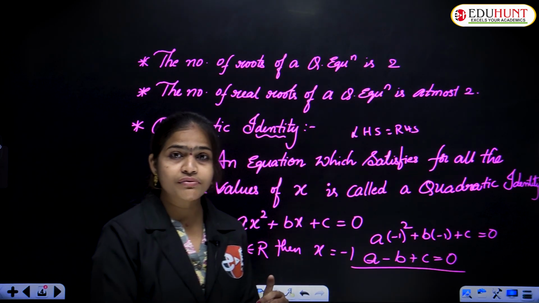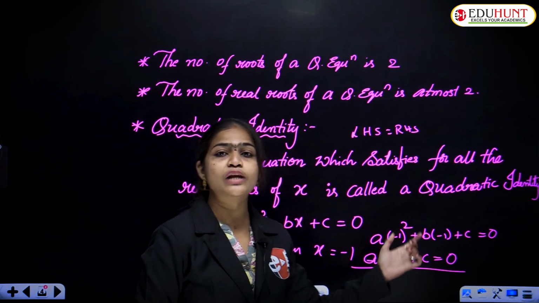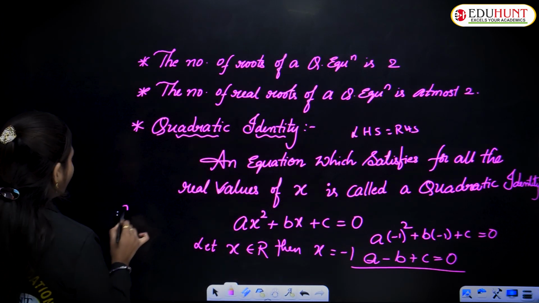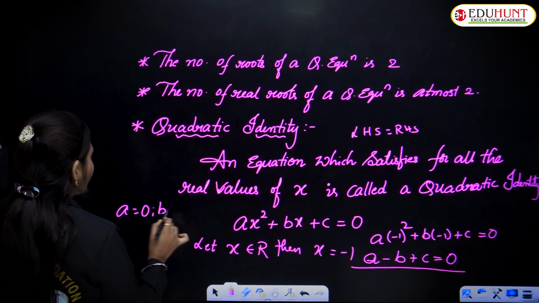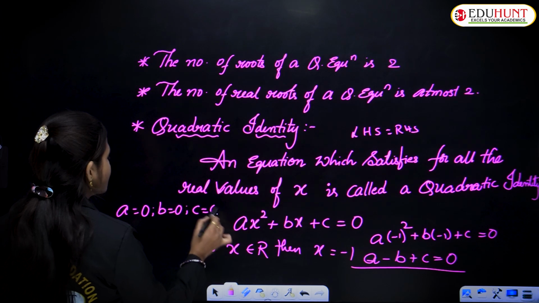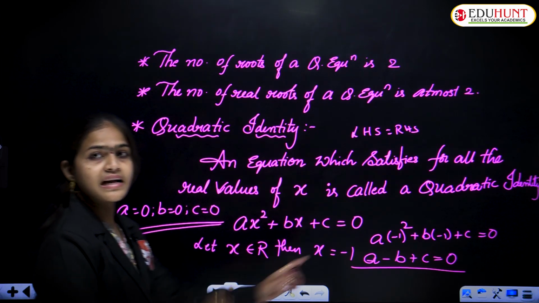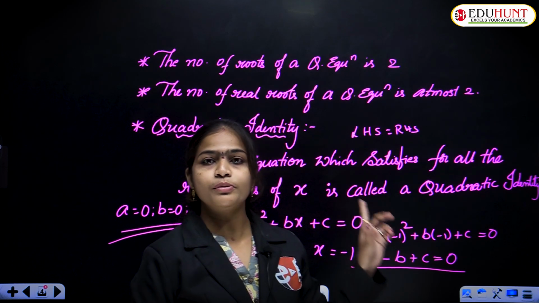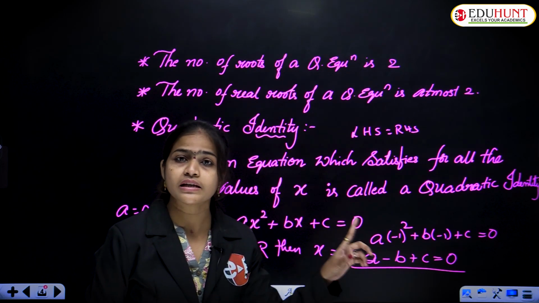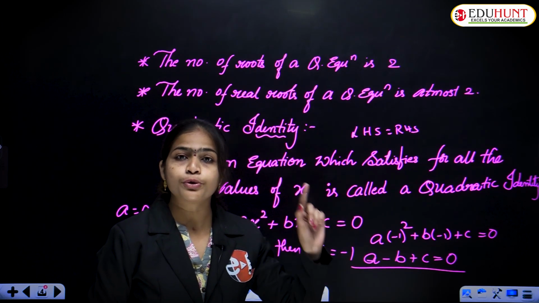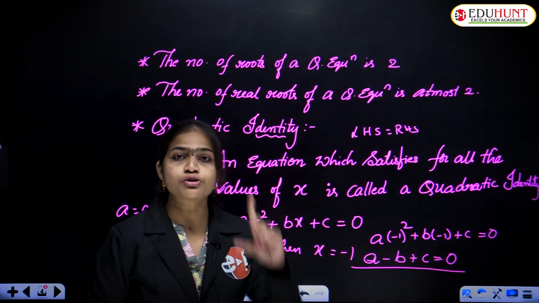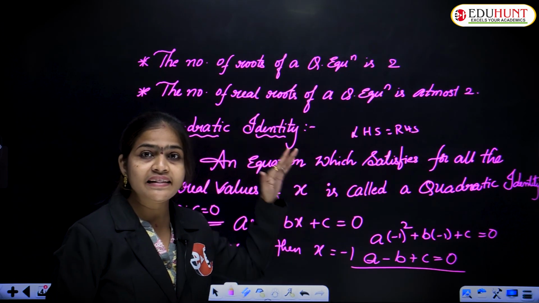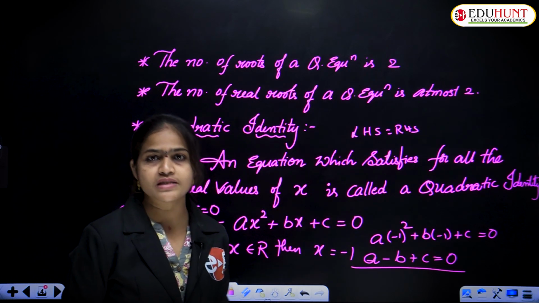But here whenever we are getting this LHS value also 0, whenever a is equal to 0, b is equal to 0, c is equal to 0, then only this condition will be satisfied. But why madam, at the time of general form you are saying that a not equal to 0? Yes, for a quadratic equation, to make it a quadratic equation, a should not be equal to 0. But here they are saying that in a quadratic identity, a is equal to 0.